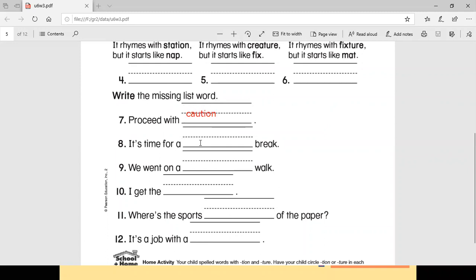It's time for a station break. We went on a nature walk. Good job. Guess with me. What's the missing word here? I get the picture.